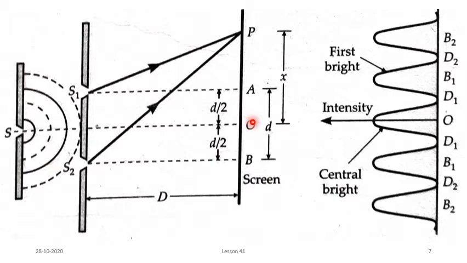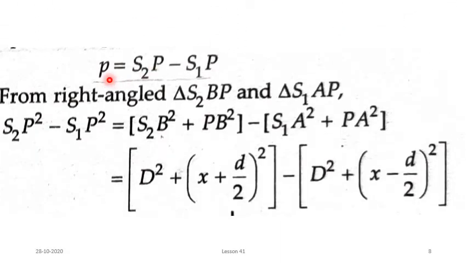Now the nature of the interference at the point P depends upon the path difference, or I can say the kind of fringe you will get, bright or dark, depends upon the path difference. What is the path difference? The extra path that the light coming from S2 has to travel. So I can write path difference, denoted by small p, equals S2P minus S1P.